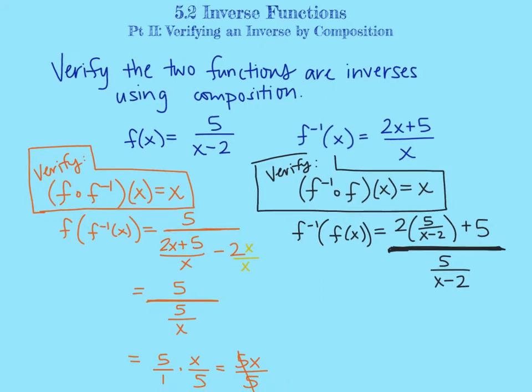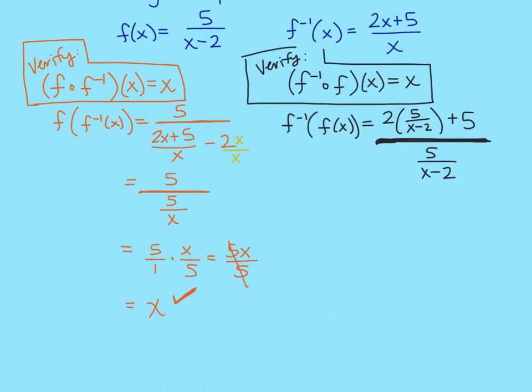All right, so in our numerator, we can multiply this first part here. This is really 2 over 1, so that's why the 2 only gets multiplied by the numerator of 5. So that fraction there is really 10 over x minus 2, and then we still have the plus 5, all over 5 over x minus 2.